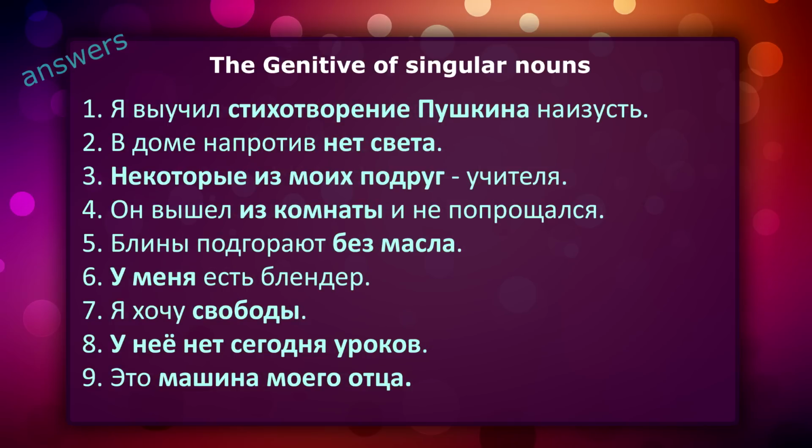And now let's check. Number 1. Я выучил стихотворение Пушкина наизусть. Here we can say я выучила if you are a girl or a woman, a female. Number 2. В доме напротив нет света. Number 3. Некоторые из моих подруг учителя. Number 4. Он вышел из комнаты и не попрощался. 5. Блины подгорают без масла.